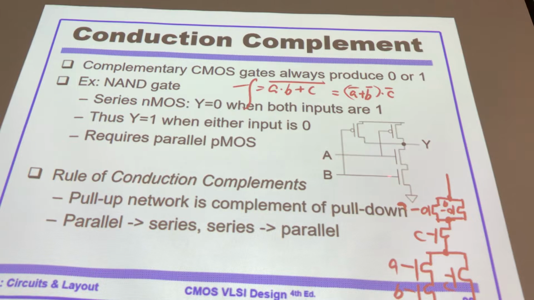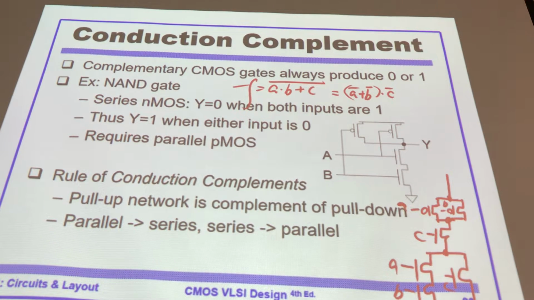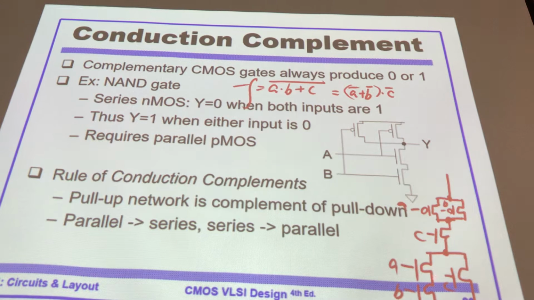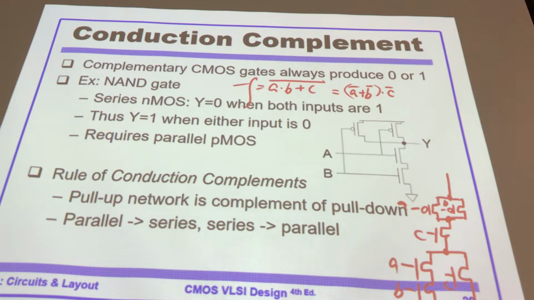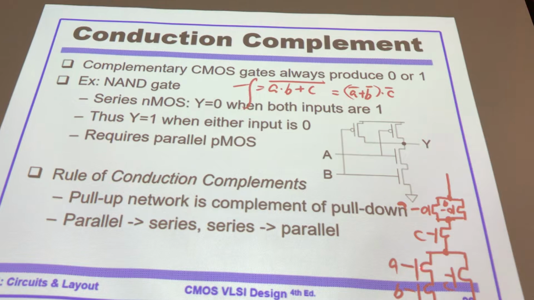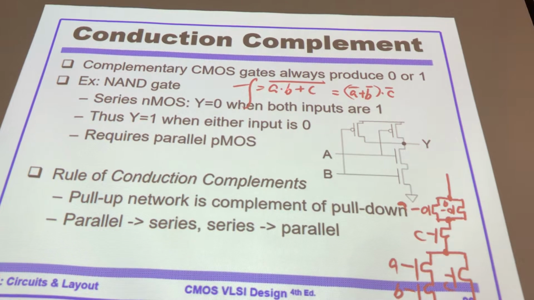This corresponds to the network of the pull down network. A and B, so A and B in serial. And AND corresponds to serial, OR corresponds to parallel. So after you connect A and B in serial, connect it with this transistor C in parallel. And that will give you the Boolean function like that.